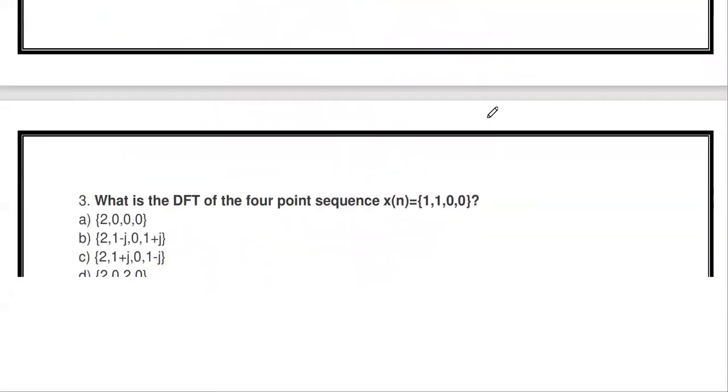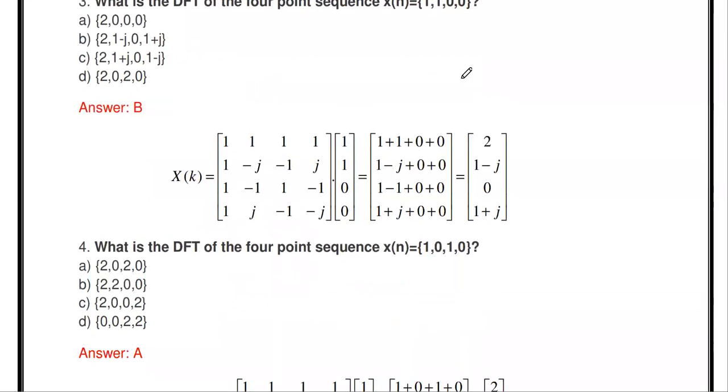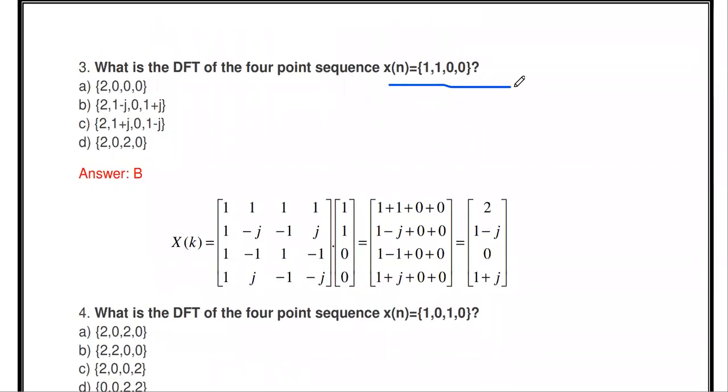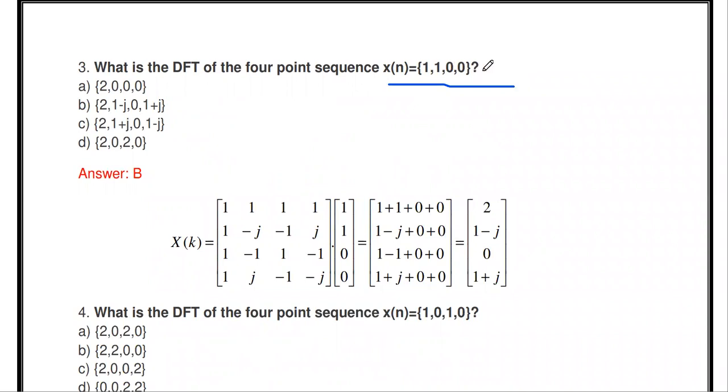Okay, so similarly, the third problem, what is the DFT of the 4-point sequence x of n equal to 1, 1, 0, 0? Okay, first 2 ones, then 2 zeros. In a similar way, you just solve. So the same twiddle factor multiplied with 1, 1, 0, 0. So we will get the answer, the first answer is 2.